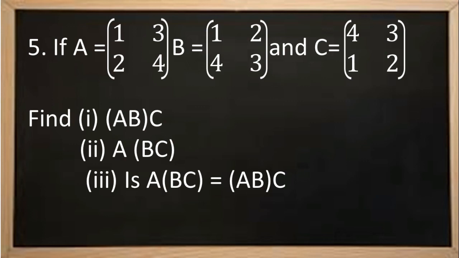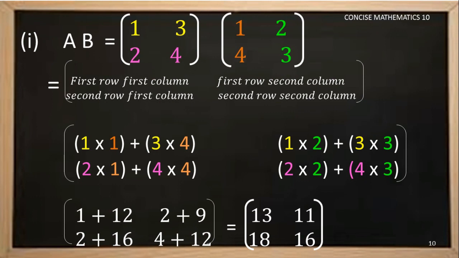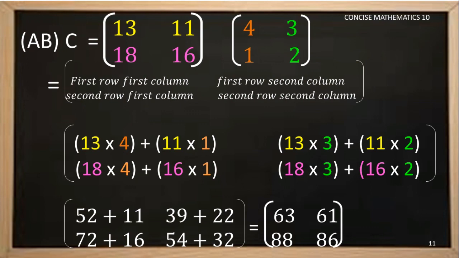And in the third sub question, we are asked to verify whether A of BC is equal to AB of C. Let us calculate step by step. First consider the first step, that is AB into C. Calculate AB with the same regular process: first row first column, first row second column, second row first column and second row second column. Keep this AB as result number 1 and multiply it with matrix C. Hence the result will be 63, 61, 88, 86.